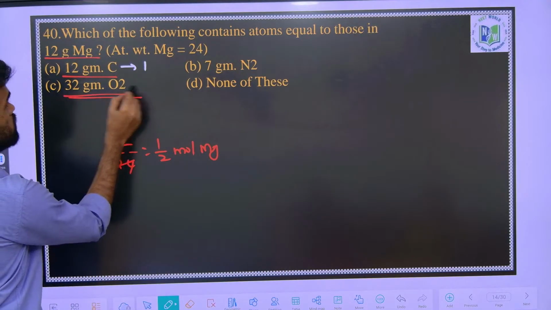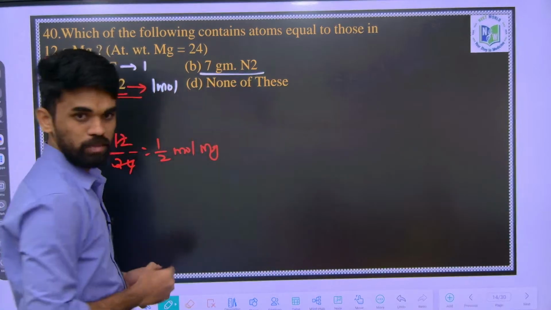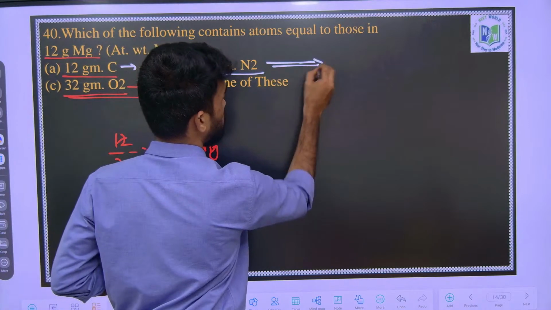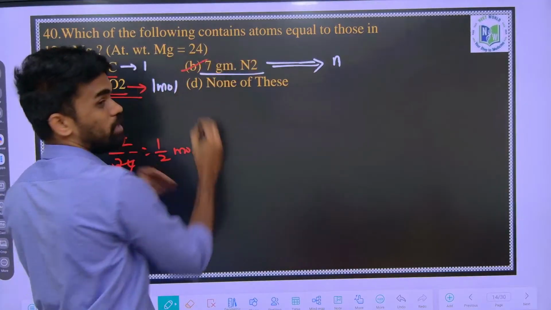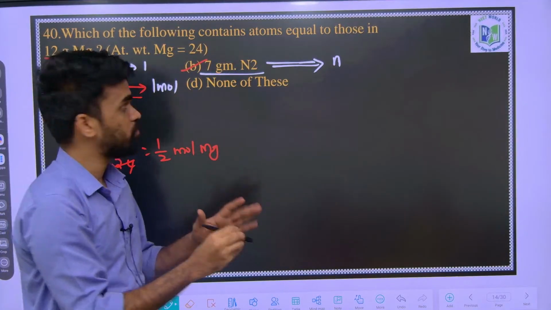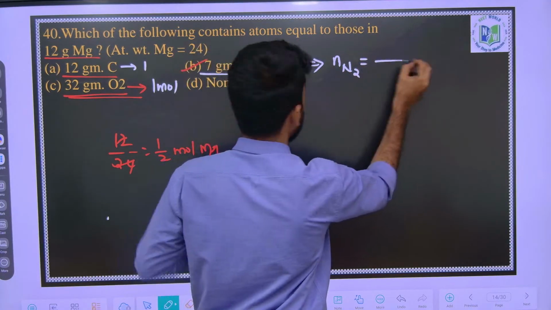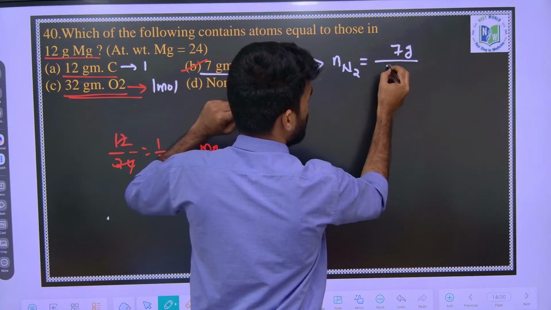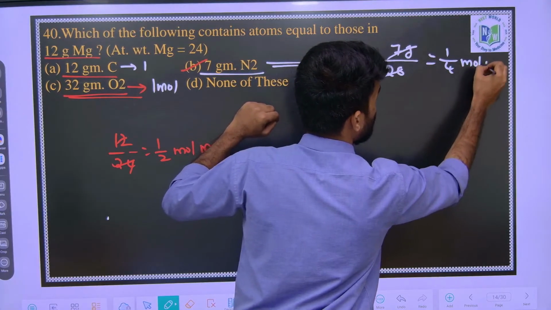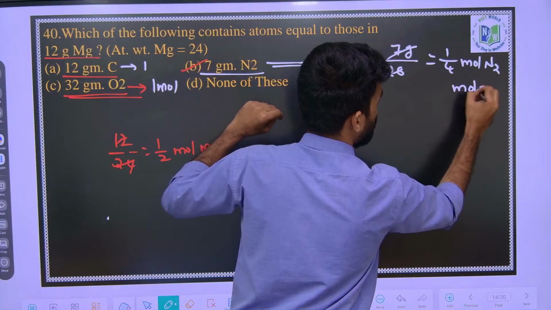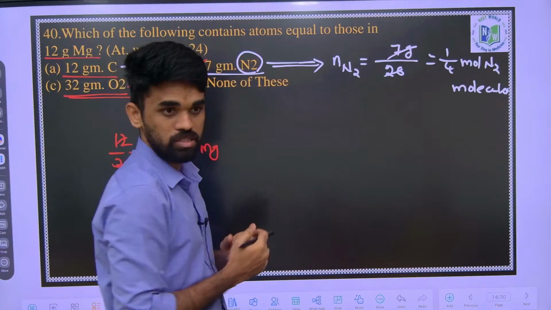Next, 32 grams of O2 means 1 mole. Okay, 7 grams of N2 means number of moles of N2. See, the actual answer is this one only, but how? That is the important thing. 7 grams of nitrogen is the answer. N2, number of moles of N2, take given weight is 7 by 28. So this is 1 by 4. 1 by 4 mole we got. Moles of N2 molecules we got. One molecule contains how many atoms?